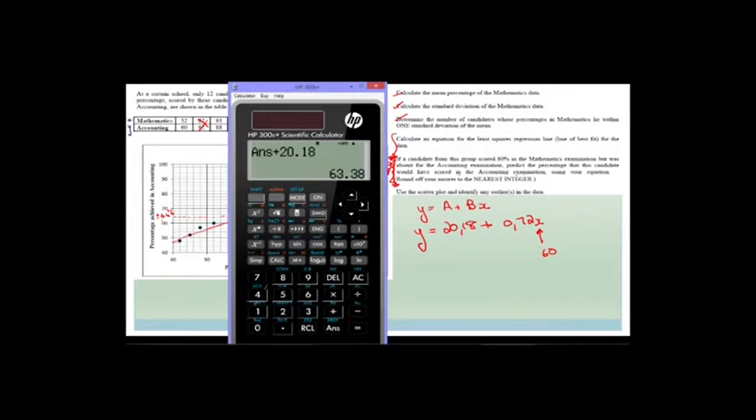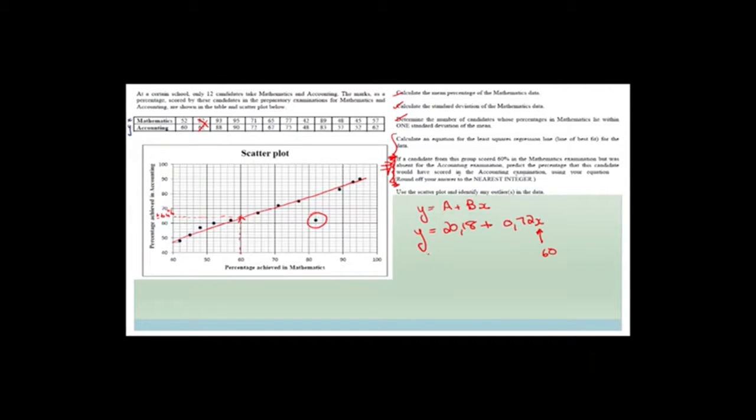Geez, our line was not too bad. So it's 63.38. So the prediction would be 63.38%, but then we're not finished because it says round off your answer to the nearest integer. And what is the integer? An integer is a whole number, so therefore this is going to round off to 63%. So that wasn't too bad. I wasn't too far off with my 64%.